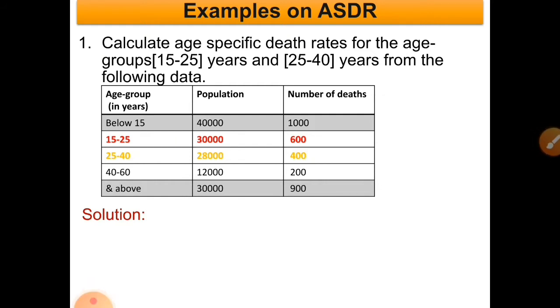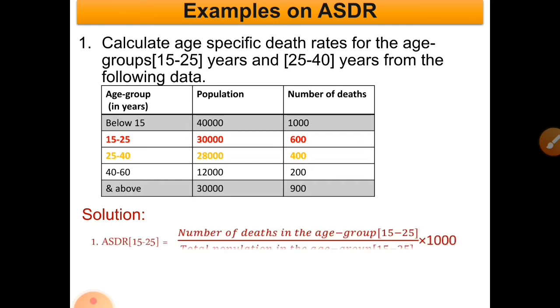In today's session, we are going to solve some examples on ASDR. So let us solve first example. Calculate age specific death rates for the age group 15 to 25 years and 25 to 40 years from the following data. The first column is age group, the second column is population, and the third column is number of deaths. For this question, we need to find only the specific age group. We want the ASDR for the age group 15 to 25 and 25 to 40.